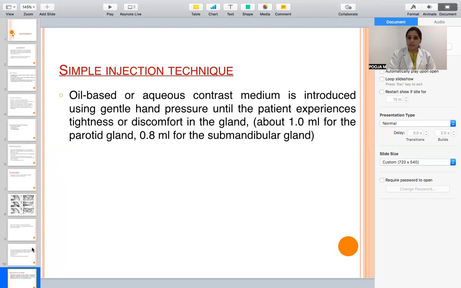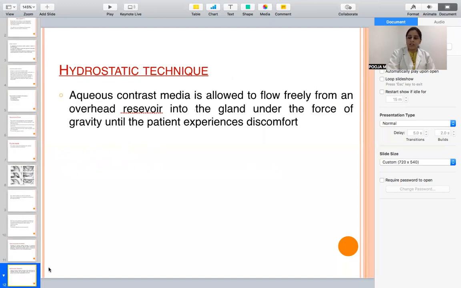Coming to the simple injection technique. In this technique, they introduce the contrast medium gently with hand pressure until the patient experiences discomfort. The contrast medium needs about 1 ml for the parotid gland and 0.8 ml for the submandibular gland. So in the simple injection technique, you inject the contrast medium until the patient feels discomfort.